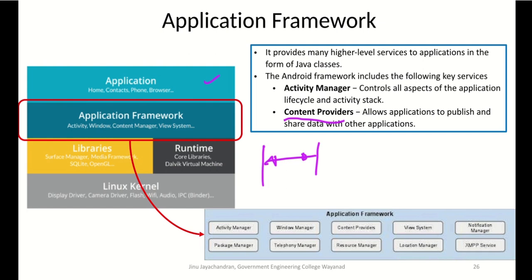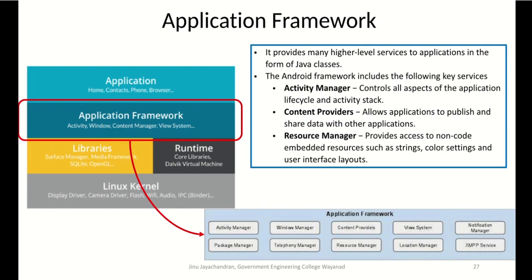For example, there is one application, a gallery in Android, and then you have WhatsApp. Now you want to share some data from the gallery to WhatsApp. How will you do that? Those things come into the picture when we develop Android applications, and they are taken care of by content providers. Similarly, there is a resource manager, which gives access to non-code resources such as strings, graphics, and user interface layout.